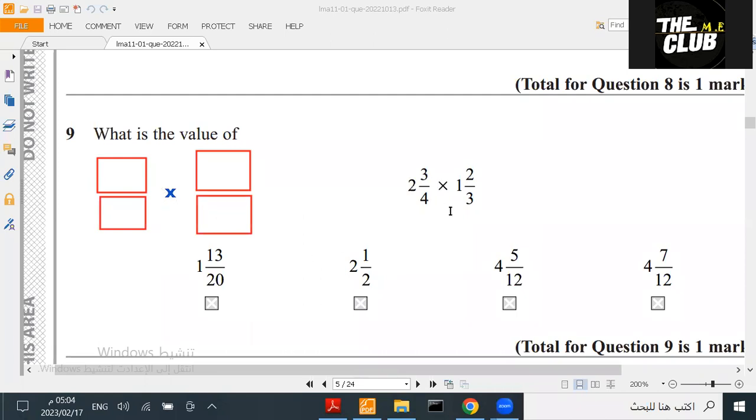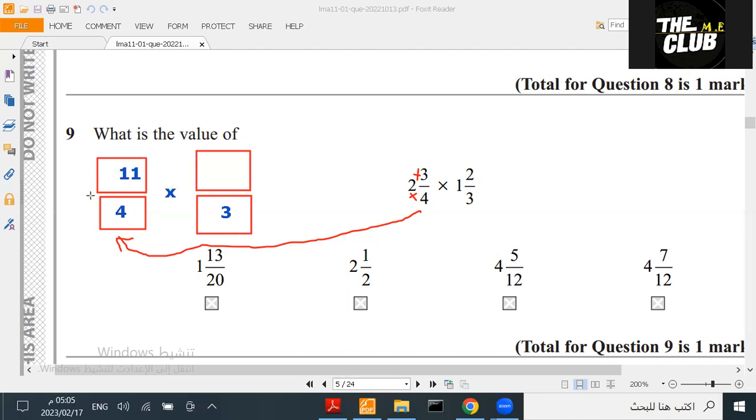Here we have 2 and 3 over 4. First, the denominator stays the same, so the denominator is 4. Then we use a multiply sign and then an add sign: 4 times 2 is 8, and 8 plus 3 is 11. So it's 11 over 4, that's the first one.